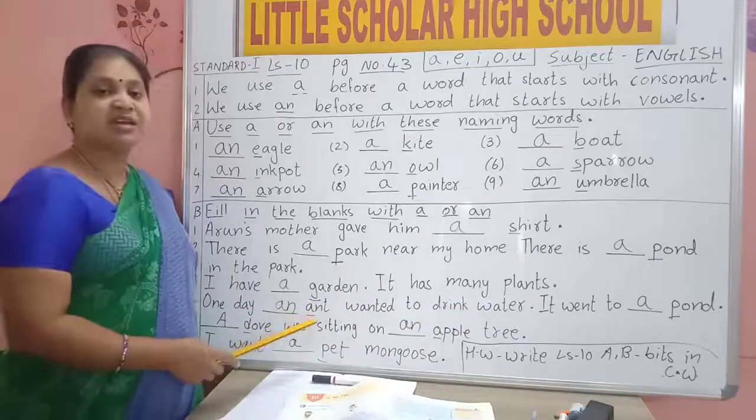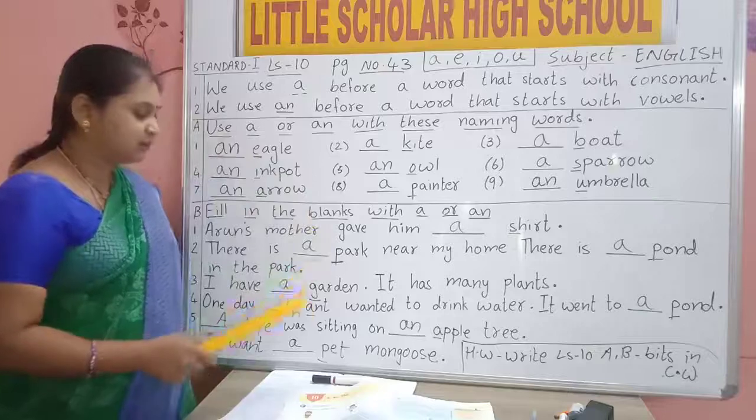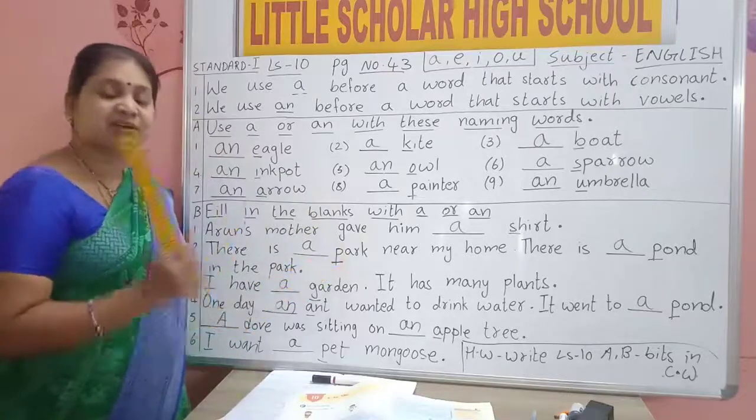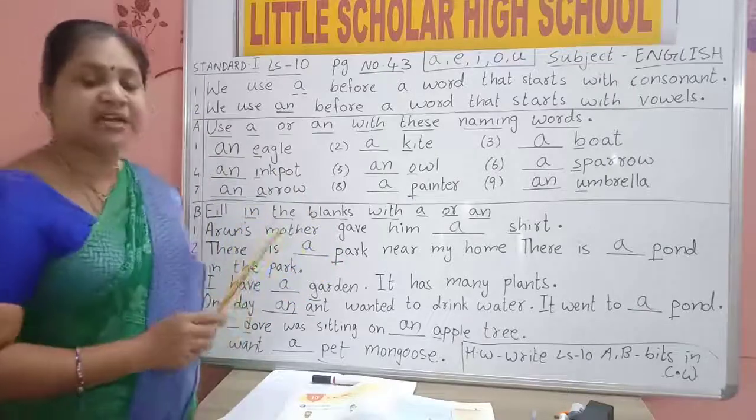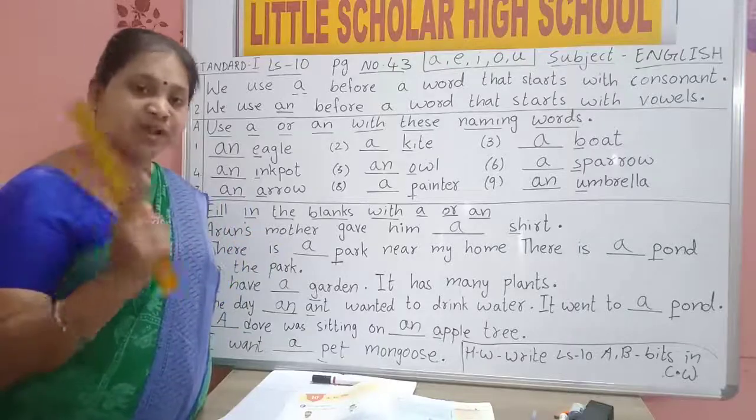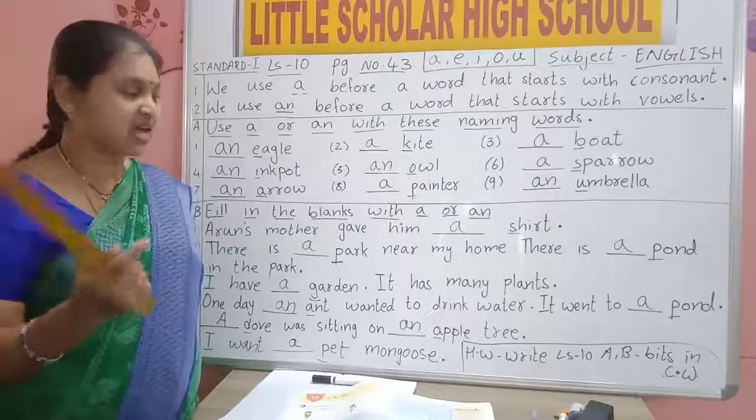An ant means here we are talking about one ant only. A park means here we are talking about one park. A and an are used when we are talking about any one thing, one person, one place or one animal.